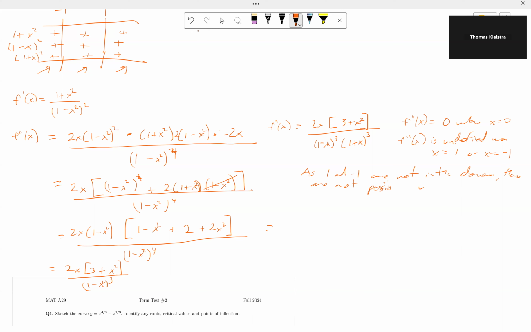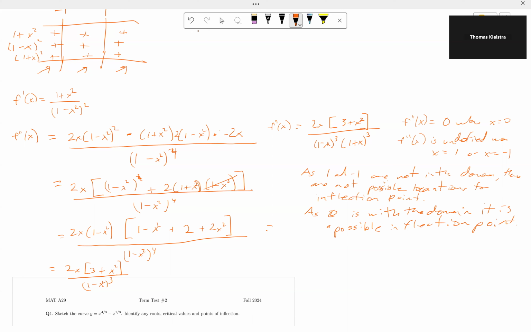Possible locations for inflection points. As 0 is within the domain, it is a possible inflection point.